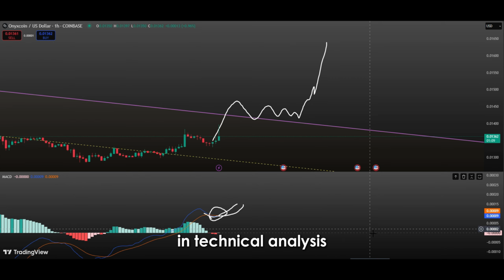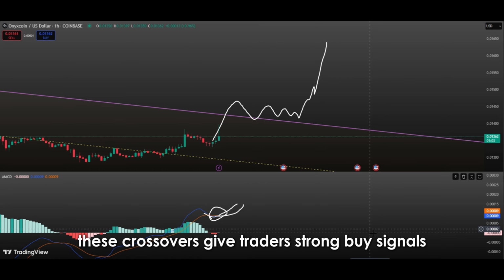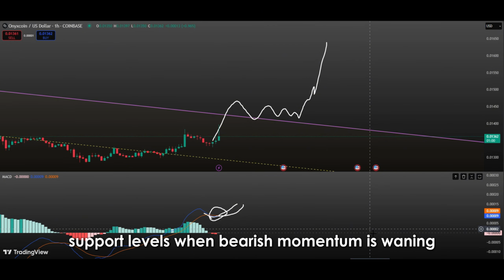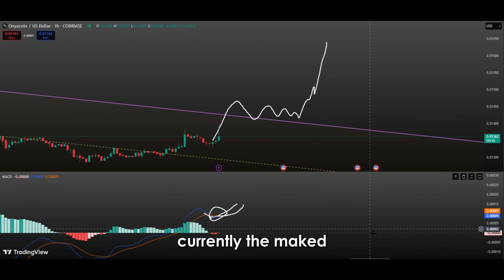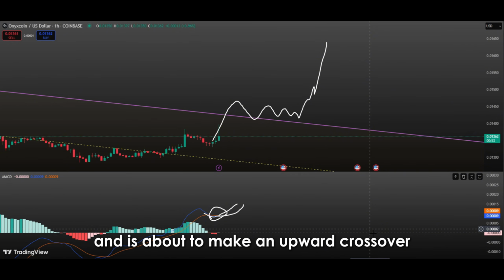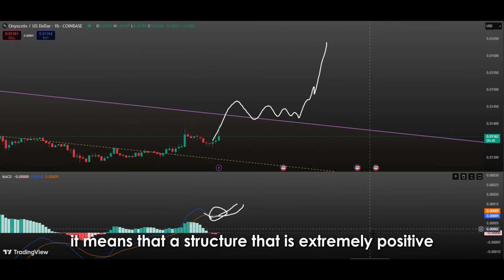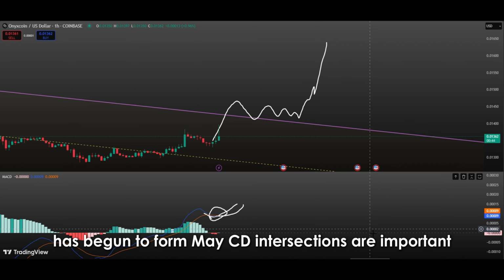In technical analysis, this is called a bullish crossover, or positive crossover, as observed by the MACD indicator. These crossovers give traders strong buy signals, especially when they occur during periods when the price is holding support levels, when bearish momentum is waning, or when a rebound is underway after a sideways market. Currently, the MACD line is approaching the signal line from below and is about to make an upward crossover. This has been a harbinger of strong rallies many times in the past. Therefore, in technical terms, it means that a structure that is extremely positive and supports positive expectations for the future has begun to form. MACD intersections are important.